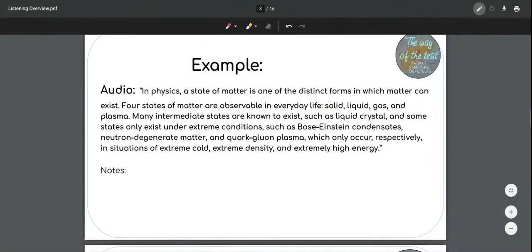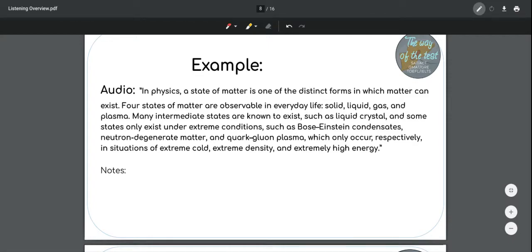Another example, let's say I have an audio that says this. In physics, a state of matter is one of the distinct forms in which matter can exist. Four states of matter are observable in everyday life: solid, liquid, gas, and plasma. Many intermediate states are known to exist, such as liquid crystal, and some states only exist under extreme conditions, such as Bose-Einstein condensates, neutron degenerate matter, and quark-gluon plasma, which only occur respectively in situations of extreme cold, extreme density, and extreme high energy. So now I want you to take notes on this.